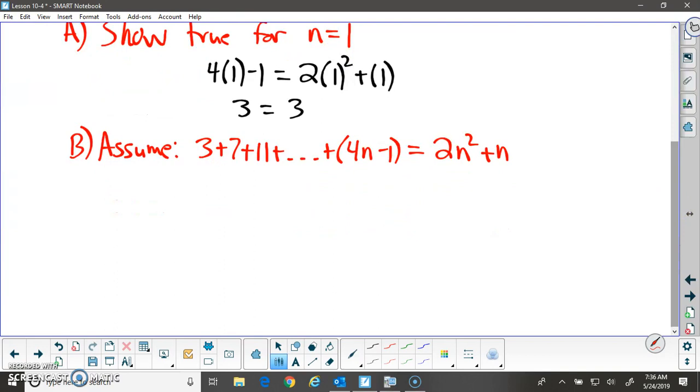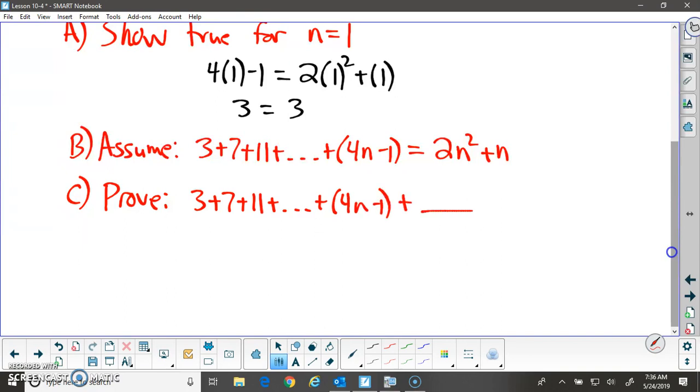And then our third step, step C, is to prove that if we add the first n terms and then add the next term, we're going to get a new summation. So if this is the nth term, the next term after that would be 4 times n plus 1 minus 1. And our new summation would be 2 times n plus 1 squared plus n plus 1.